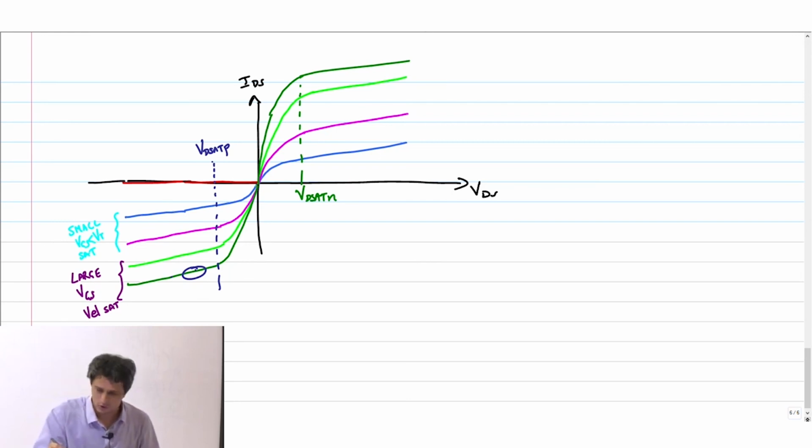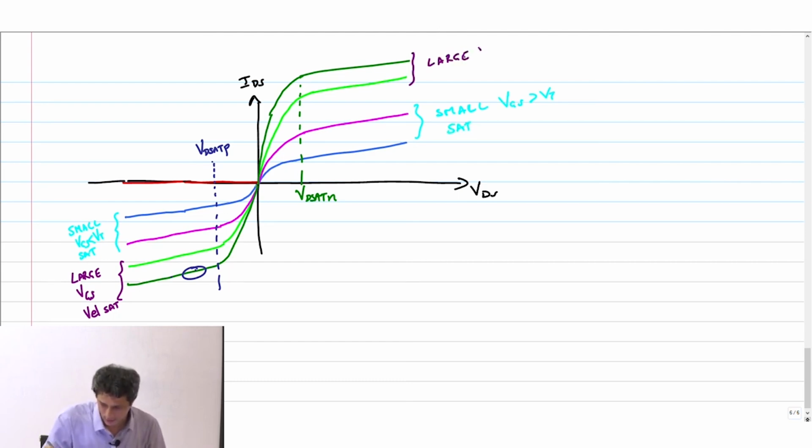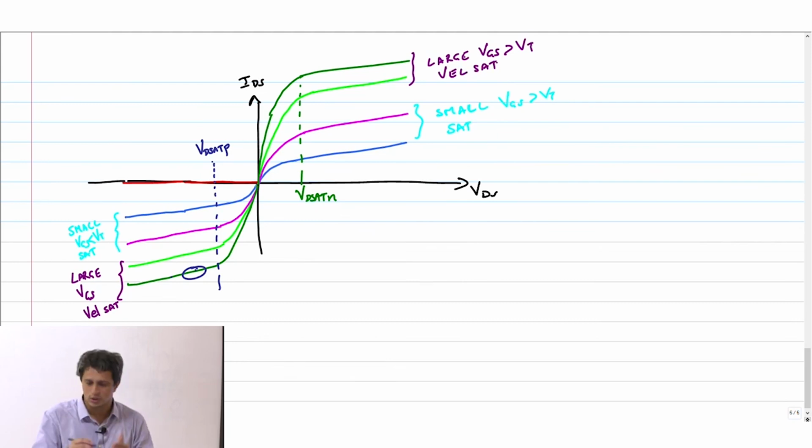Okay, to just finish the corresponding thing, this is small VGS greater than VT and it enters saturation region. This one is large VGS greater than VT and it enters velocity saturation. And of course the slope is basically because of lambda p, right? Clear? Okay.